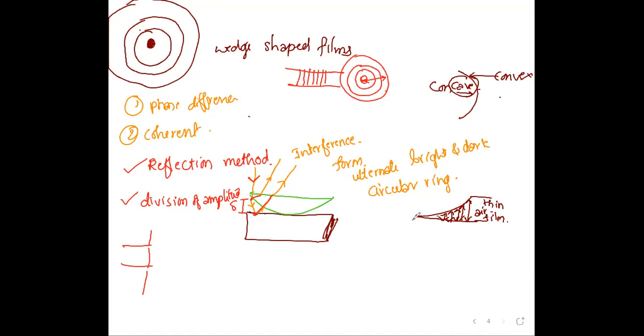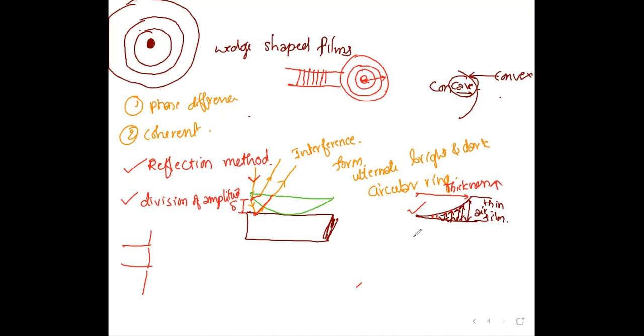Okay, look at this diagram. What happens here is the thickness varies as you go from the center to the edge. If you move outward, the thickness increases. So if you compare two nearby points, the path difference is different. Depending on the path difference value, we will get alternate bright and dark fringes.